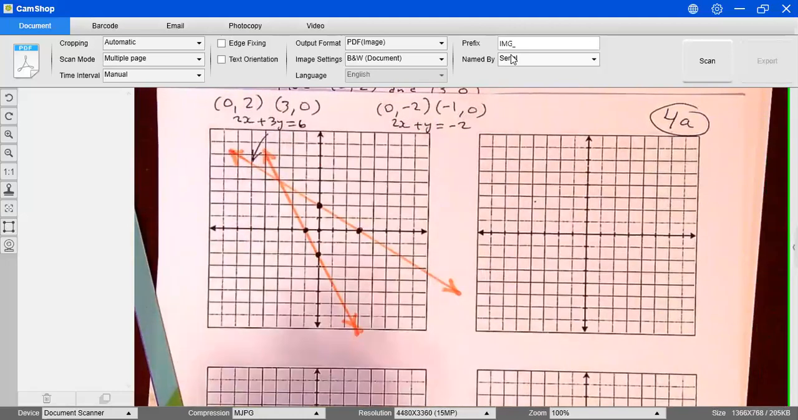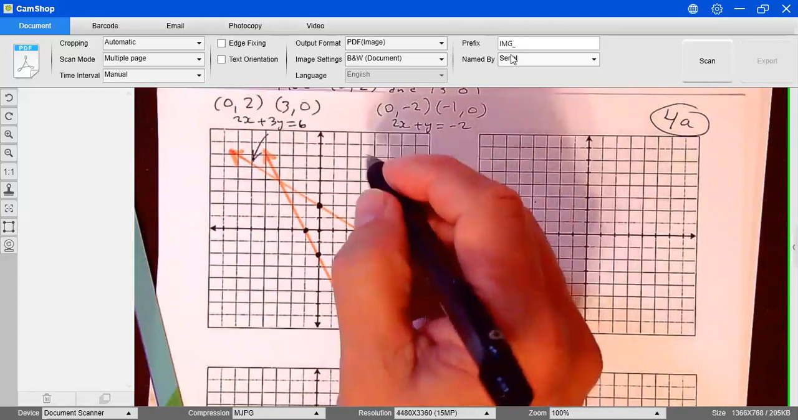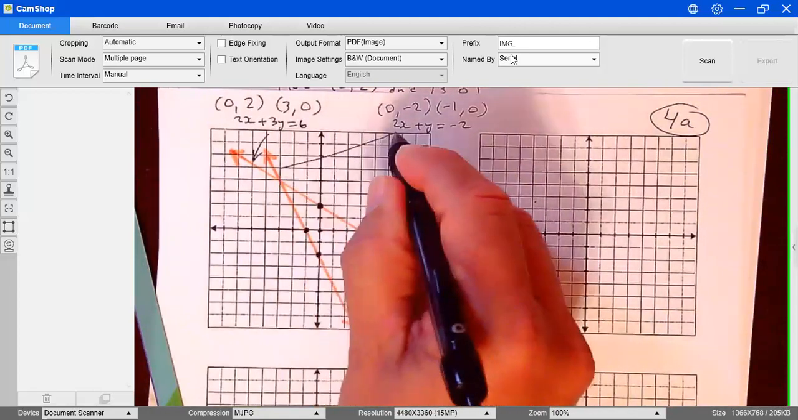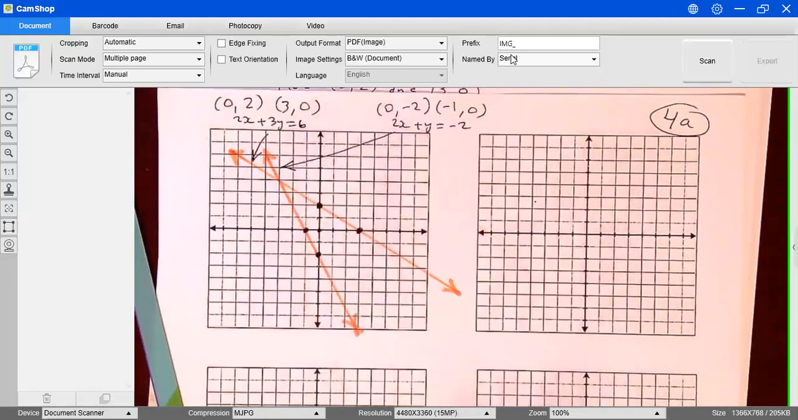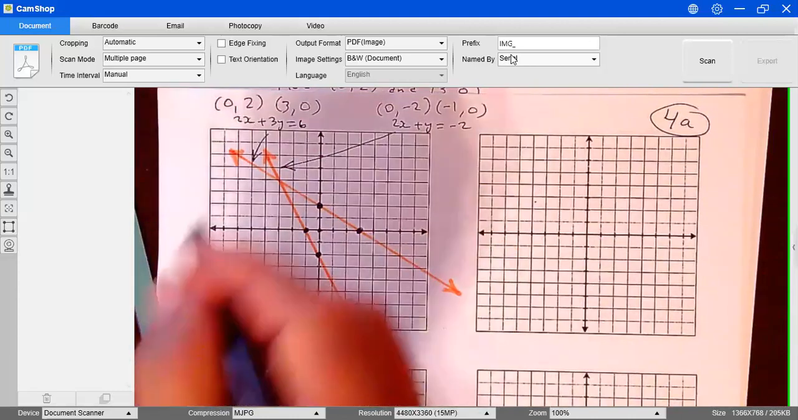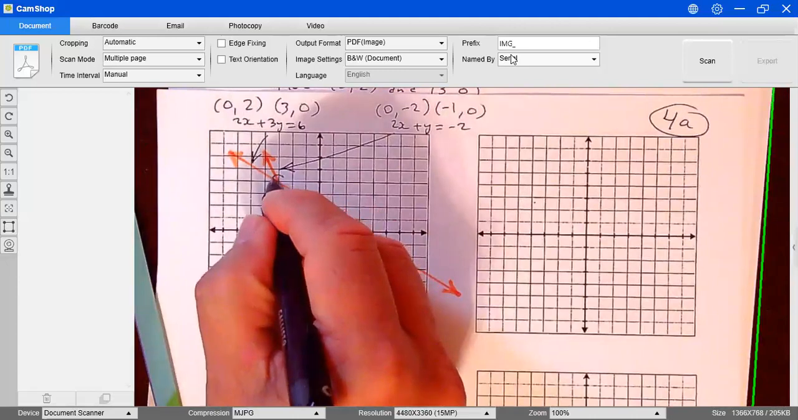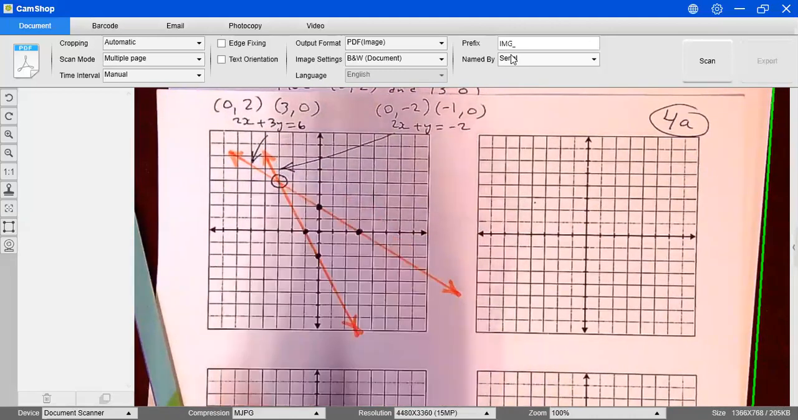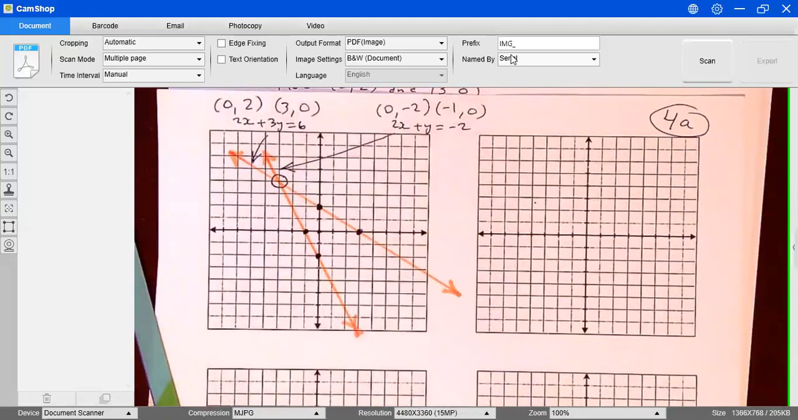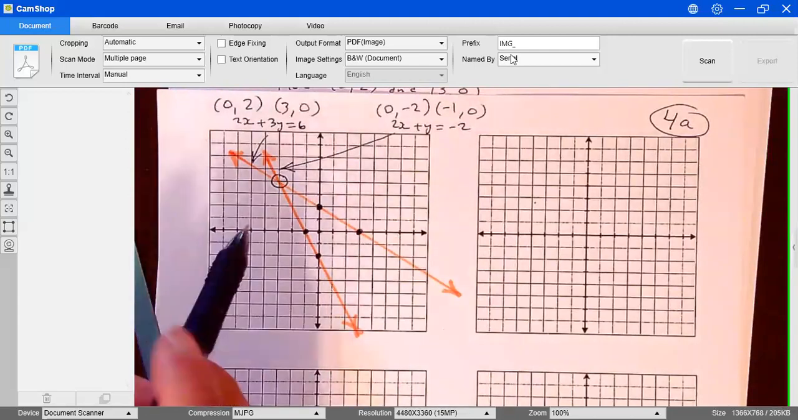That's my second line. So this line has this equation. So now, what is the intersection point? You can see the intersection point here. So we only need to find the coordinates. What are the coordinates for this point?